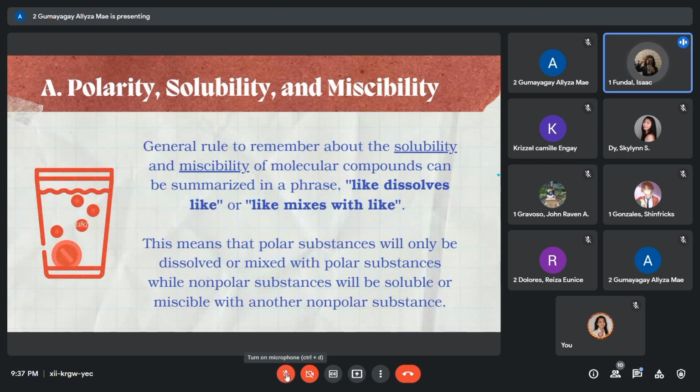The next part: the general rule to remember about the solubility and miscibility of molecular compounds can be summarized in a phrase, like dissolves like or like mixes with like. This means that polar substances will only be dissolved or mixed with polar substances, while nonpolar substances will be soluble or miscible with other nonpolar substances. Because if you mix nonpolar and polar, they won't mix because they're not in the same league. For example, oil and water won't mix because oil is nonpolar and water is polar. Okay? For the next part, I would like to call Miss Engay.